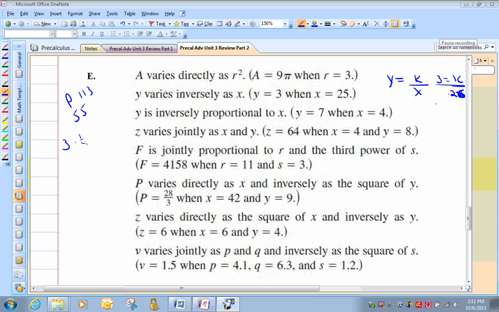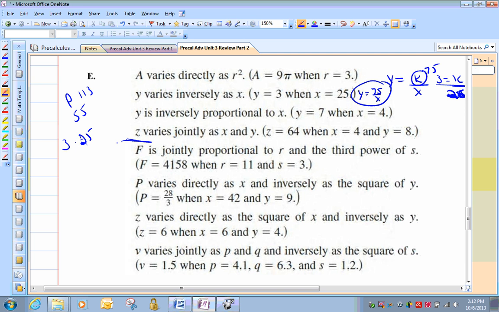Sorry, Ms. Zorn's not reading. It's 3. This is just 25, not 0.25. So this would be 3 times 25, which is 75. So K would be 75. And so your model then would just be Y equals 75 over X. And then any X you would give, you could get the Y, or any Y you were given, you could get the X.